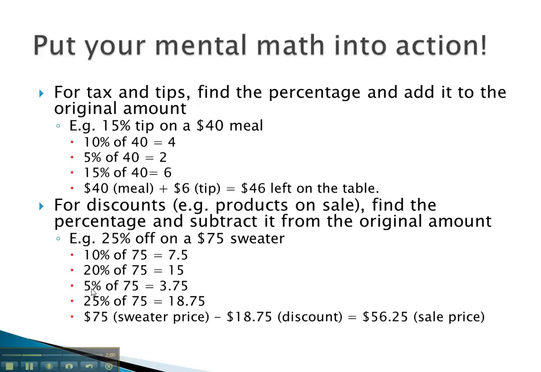And now 5% of 75 is half of 10%, or 3.75. Now I can put the 20% and the 5% together to get 25%. It's 15 plus 3.75, or 18.75. So the $75 sweater price minus the $18.75 discount will give you $56.25 as the sale price.